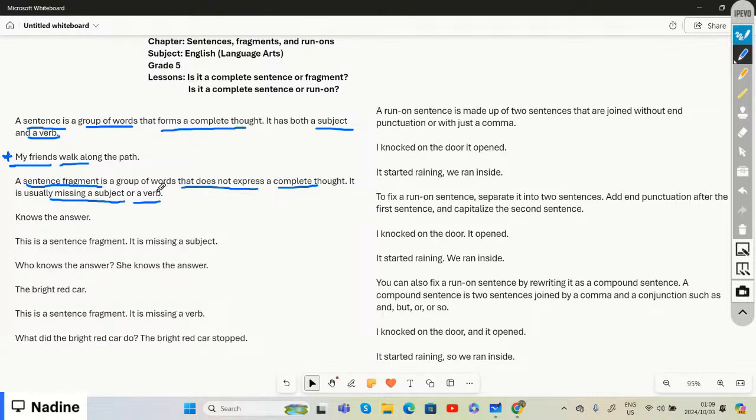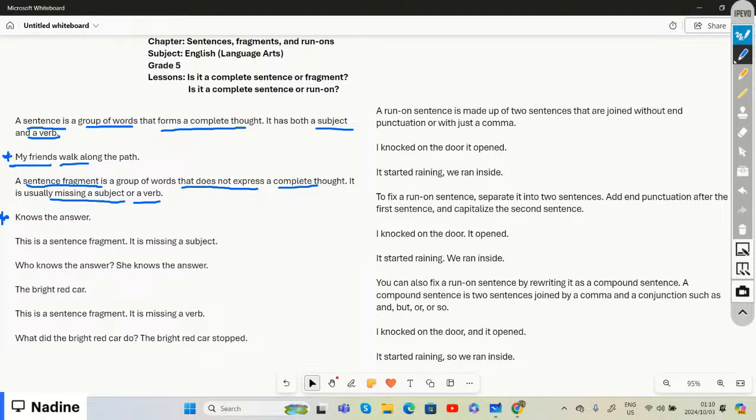And remember we said it's either missing a subject or it's missing a verb. If we look at this example of a fragment, it says, "Knows the answer."